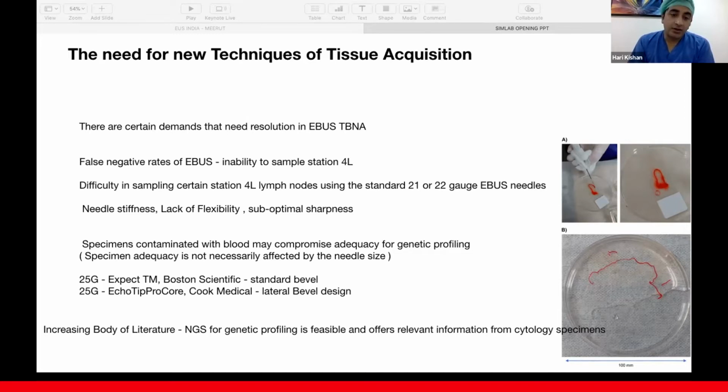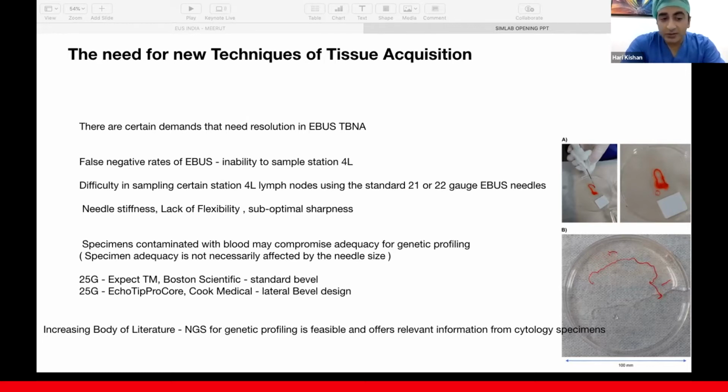Affected by the needle size, but more bloody contamination definitely will have some impact on the genetic profiling. So we have two different types of needles in the 25 gauge. From Boston Scientific is called an Expect, and the other one is the EchoTip ProCore needle, which has a lateral bevel designed to cut and then get the tissue out.